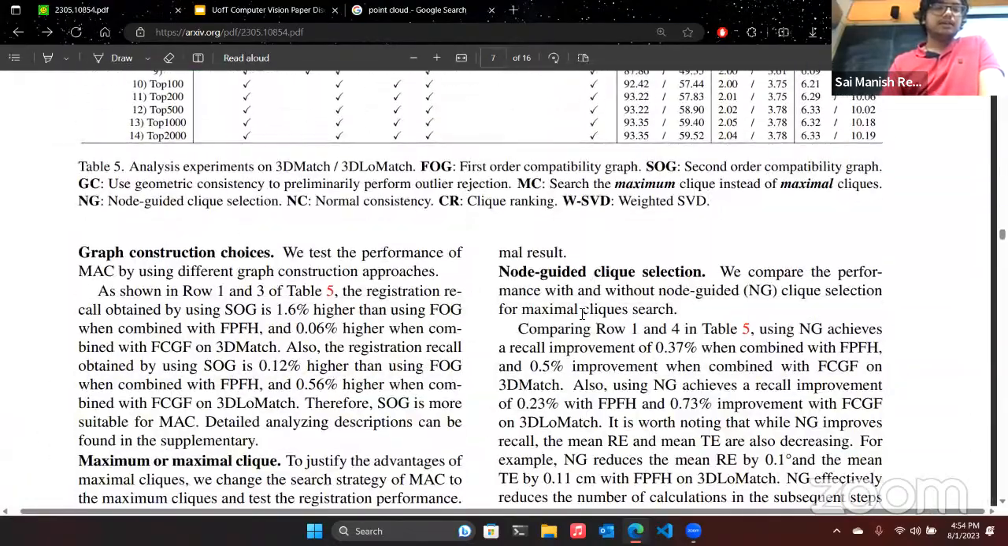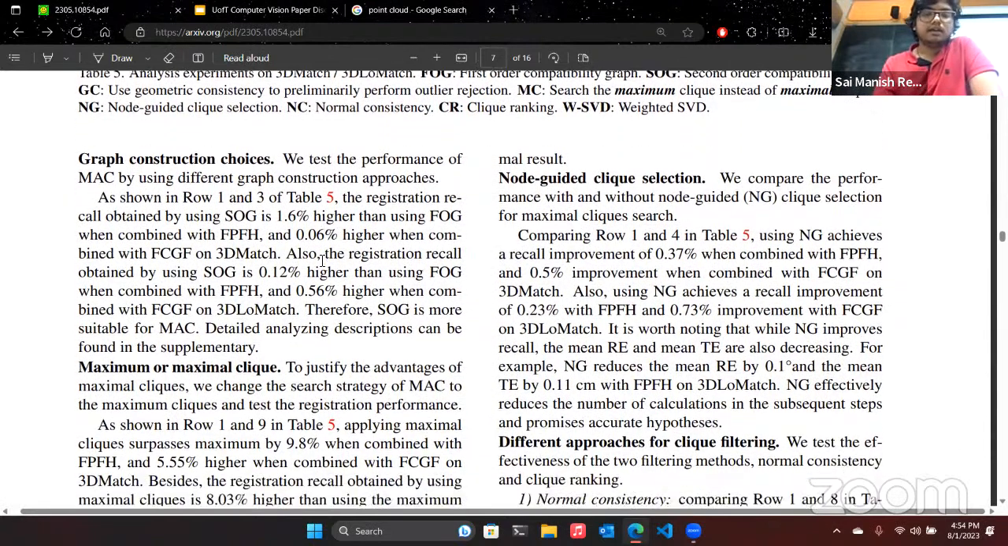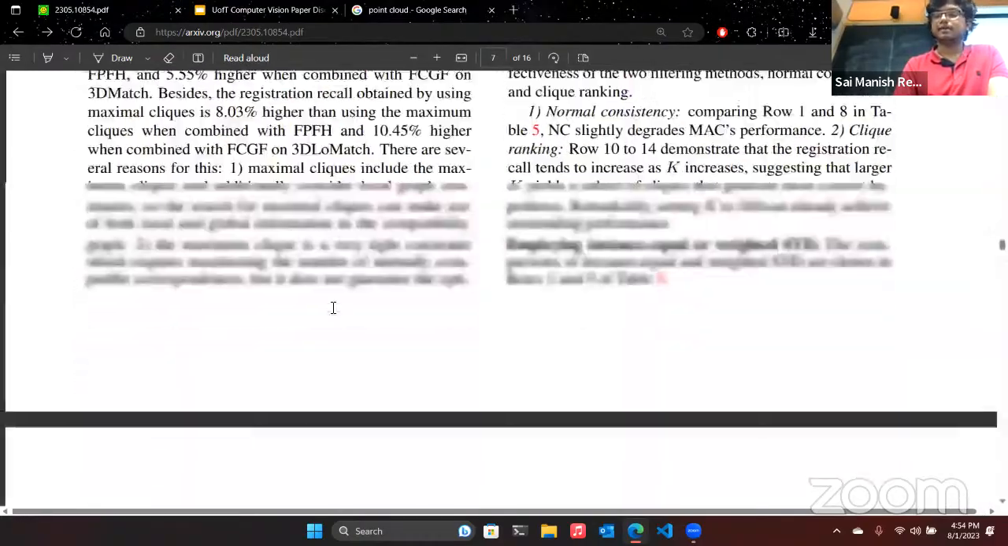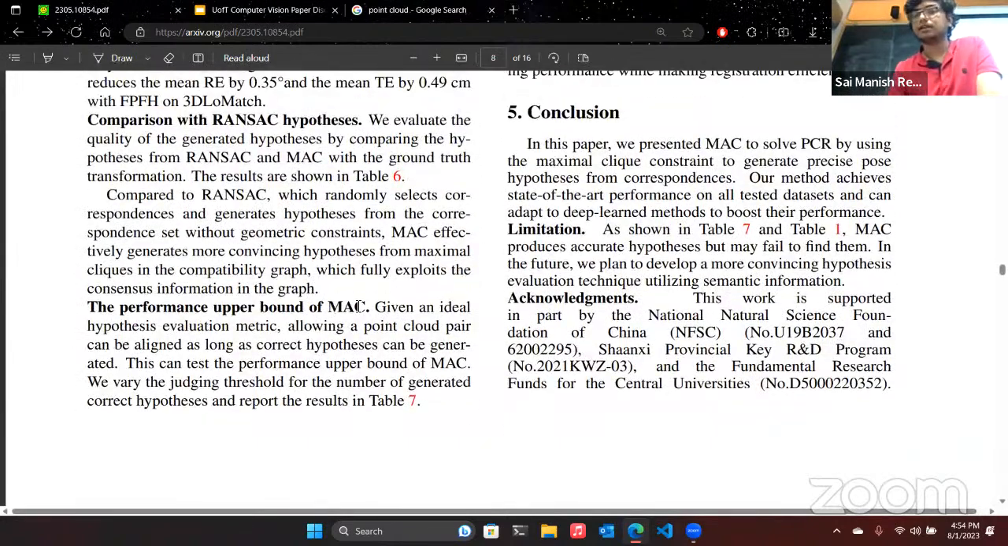So let's look at the graph construction choices we had. We chose to go with SOG instead of FOG, and it seems to have paid off because the registration recall obtained by SOG is 1.6% higher than FOG. It's also higher on both 3DMatch and 3DLoMatch, which are benchmark datasets for 3D registration. 1.6% is actually pretty huge. That's about the results of the experiment, and now we'll get to the conclusion.